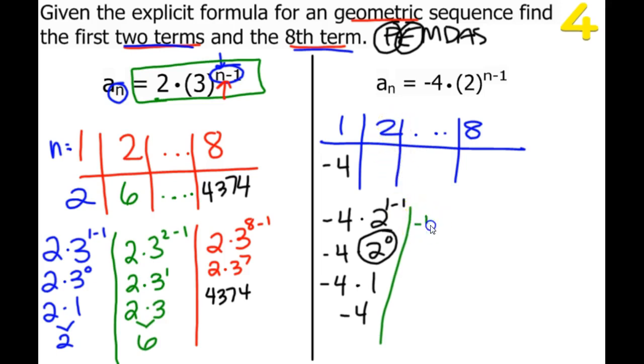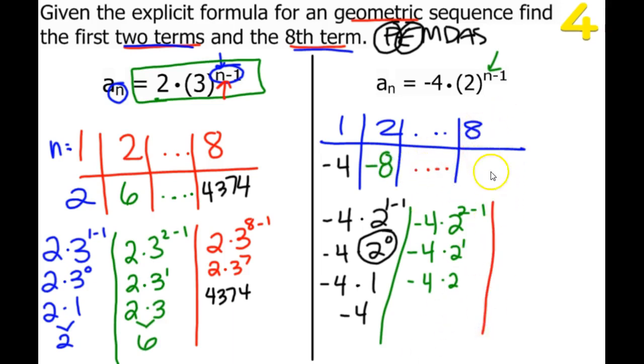Then we're going to plug in a 2. Negative 4 times 2 to the power of 2 minus 1. We're plugging in the 2 right there. So we have negative 4 times 2 to the power of 2 minus 1 is 1. So I have 2 1 time is really just 2. So 2 times negative 4 is negative 8.